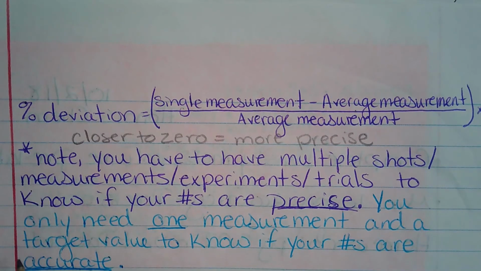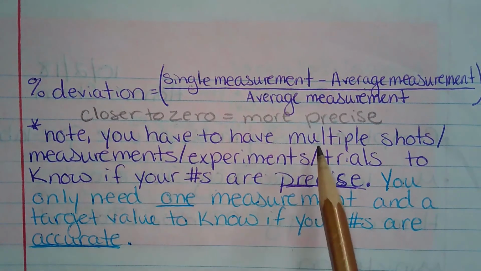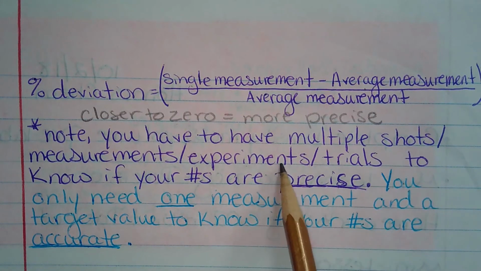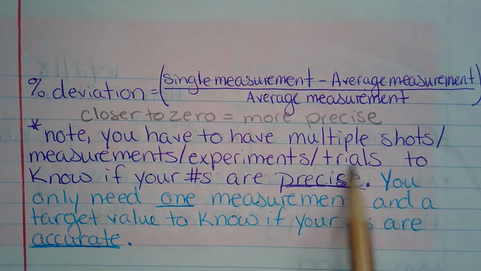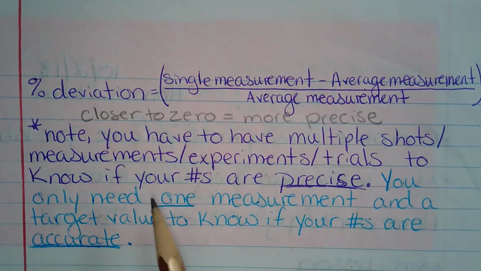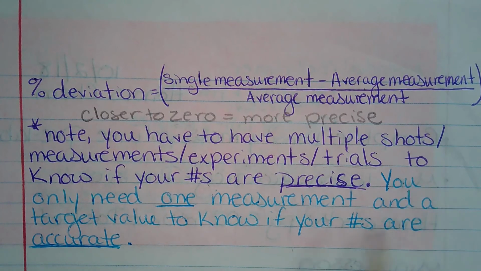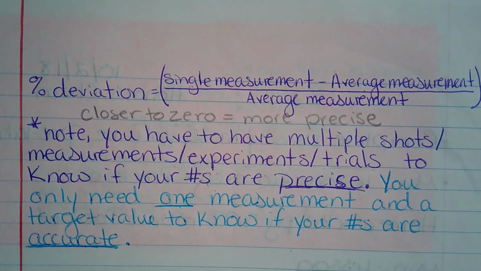A major difference between accuracy and precision is that you have to have multiple measurements, shots or experiments, often called trials. You have to have multiple attempts to know if your numbers are precise. In order to know if your numbers are accurate, you truly only need one measurement and a target value. We're going to do some practice with more of this data later.